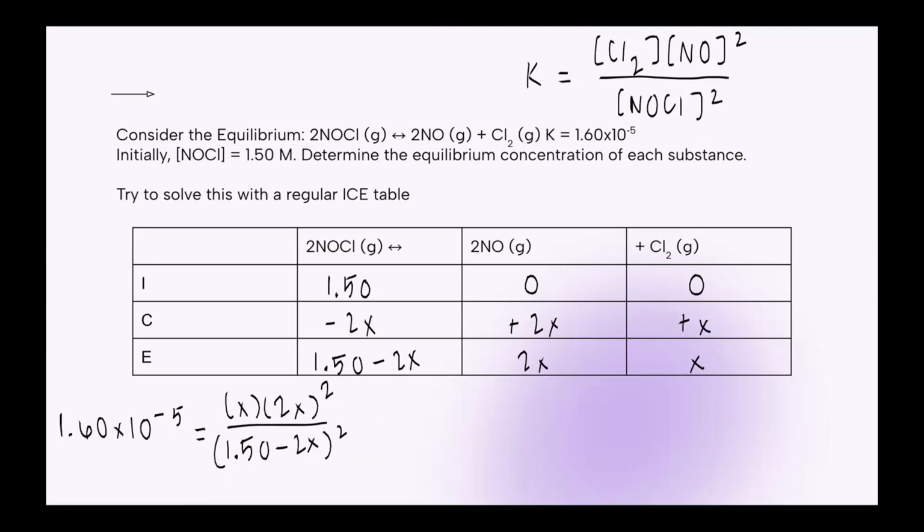Okay, so we obviously want to solve for x. The difference between this and the previous ICE tables that I've showed you is that now the denominator of this fraction is a quadratic. You can easily square 2x and you get 4x squared, but when you square 1.50 minus 2x, you're going to have to do the FOIL method, you're going to get 4 terms, and it's going to be a huge mess, and you're going to end up having to use the quadratic formula to solve for your equilibrium concentrations, which you can totally do if you want, but sometimes graphing calculators might not be allowed, and it's also just a lot quicker to not have to use it.